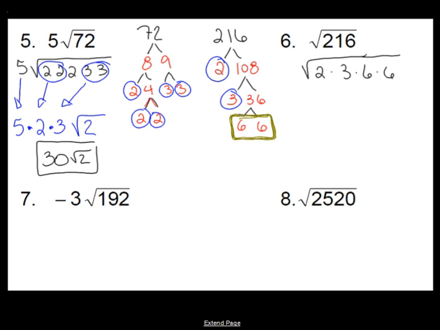And as long as I have pairs under my radical, I can take those out. A pair of 6's comes out as 6. 2 and 3 are prime numbers. There's nothing to match them with, so what stays in here is 2 times 3. So my final answer would be 6 times the square root of 6.